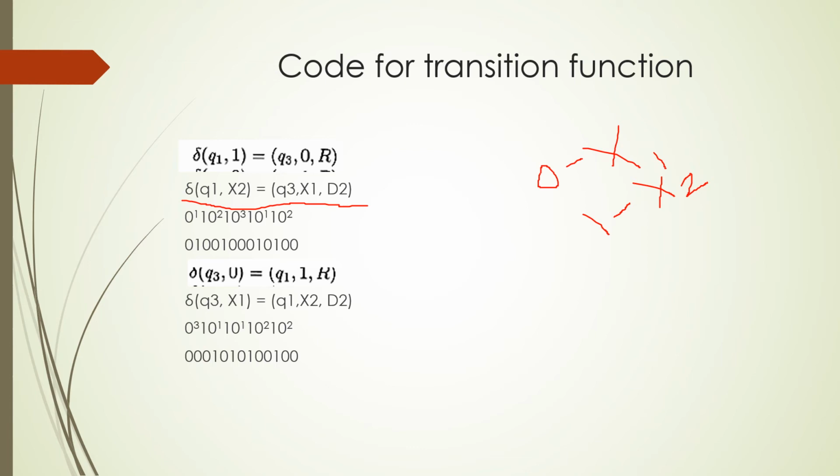We want some representation which contains only numbers, so we are rewriting it like this. After writing, we'll represent Q1 by 0 power 1, that is 1 occurrence of 0, followed by the separator. Why do we need a separator? Because these are all different arguments, so we need a separator to distinguish one argument from the other.